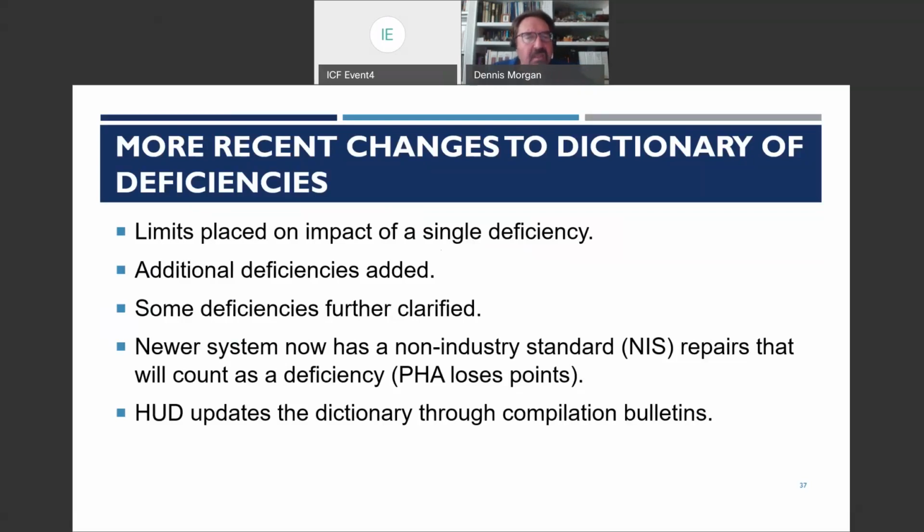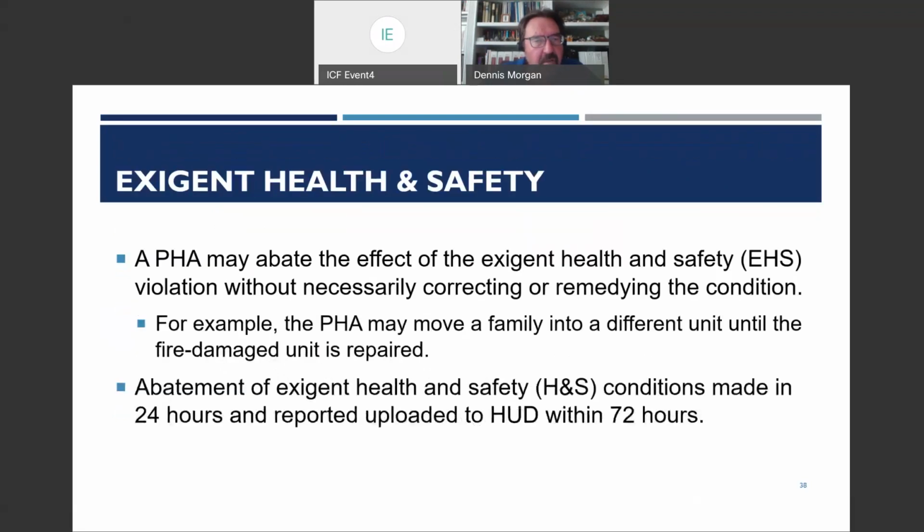So HUD updates that dictionary, the dictionary of terms, through what are called compilation bulletins. We're going to show you the compilation bulletin and how to interpret that, but it's also very important that you're getting that into the hands of your management personnel and your maintenance personnel, because that's going to bring them up to date on the current protocol that HUD is using to inspect you under the programs.